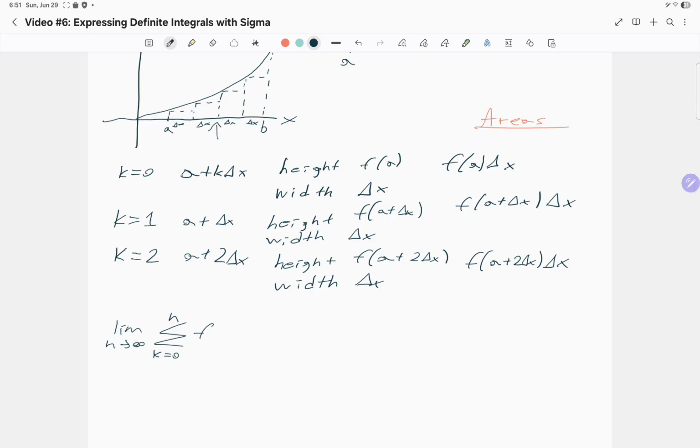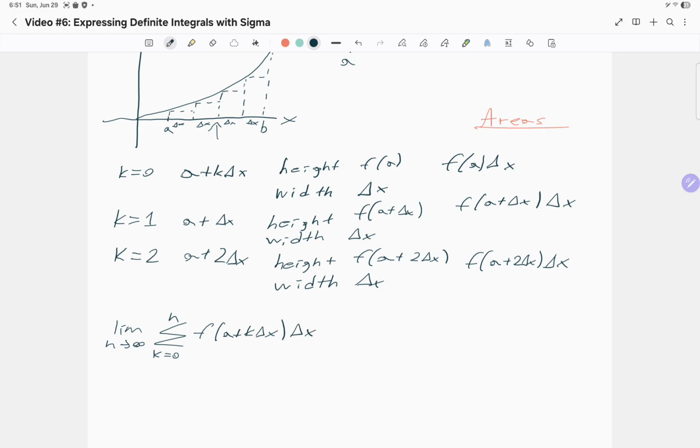This is going to be, our general equation is going to be limit as n goes to infinity, because we're going to have infinitely many of these rectangles. F of, oops, is it letting me draw now? Okay, a plus k delta x times delta x.